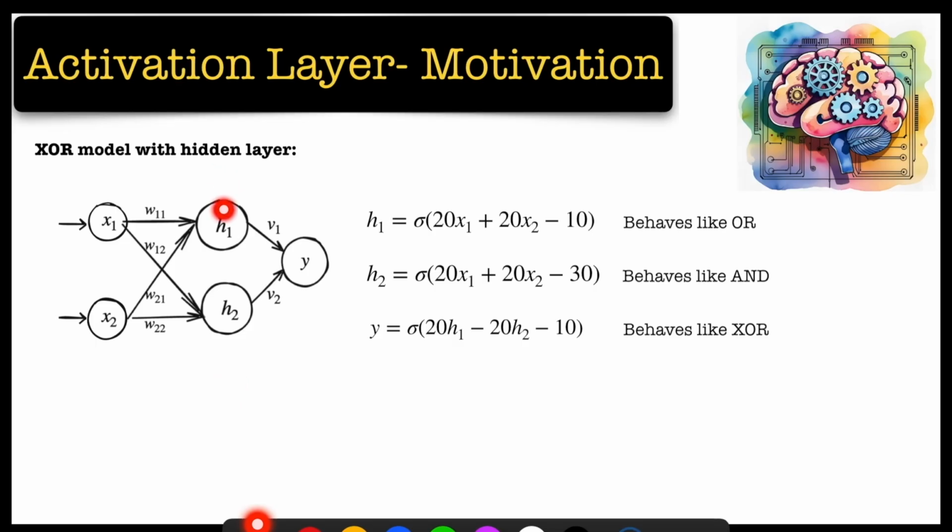So we added one hidden layer with two nodes H1 and H2, and then we came up with a neural network like this. H1 behaved like an OR function, H2 behaved like an AND function, and then Y was a combination of H1, H2, V1, V2. This behaved like an XOR function. If you want to see the detailed description, you can see my previous video. I can give the link here also.